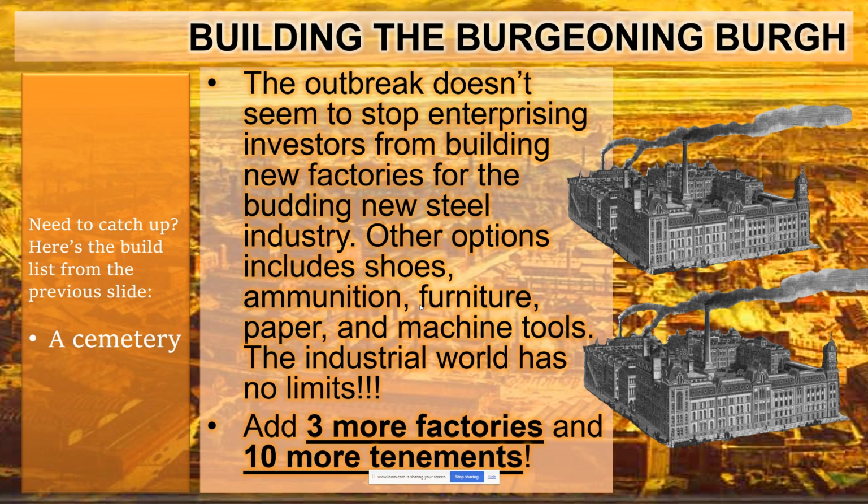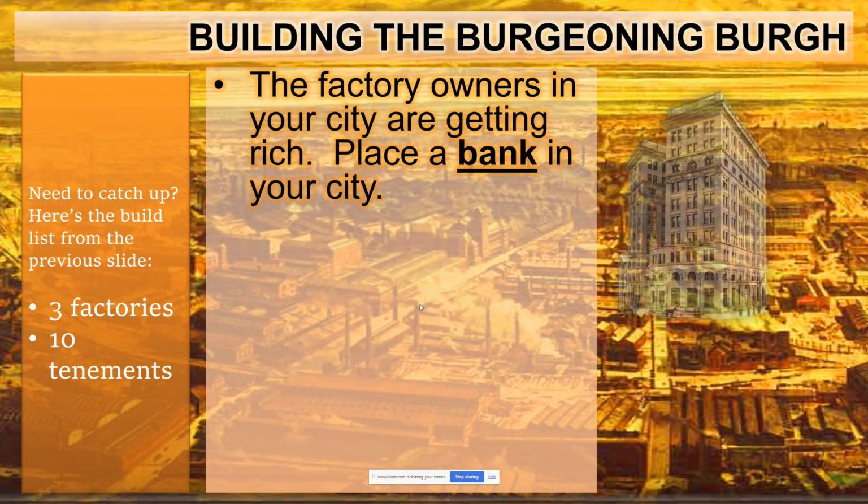Styles of furniture. Eventually the middle class will start to be able to buy furniture that isn't custom and uniquely designed, but it's affordable to them. Different types of paper, machine tools. Really, industrial world has very few limits here. So 3 more factories and 10 more tenement buildings. Now quickly put them in, as quickly as you can, because there's more to come here.